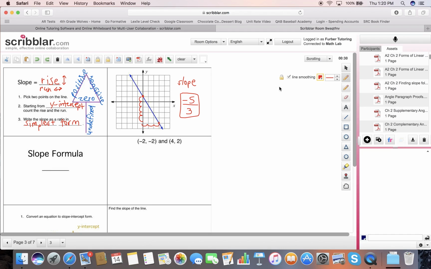All right, now I'm going to pause the video and then we're going to come back on a second video and find the slope using 2 points in case a graph is not given.